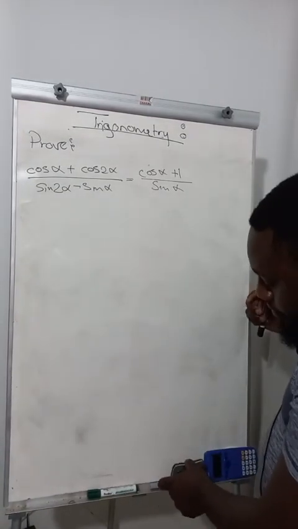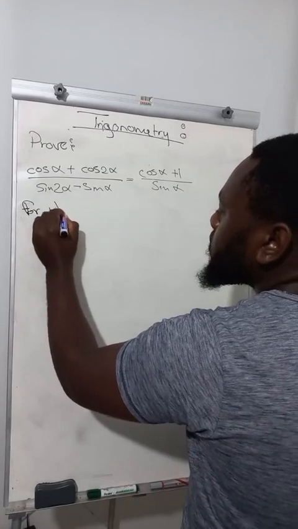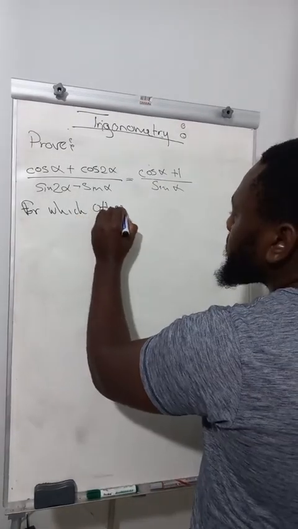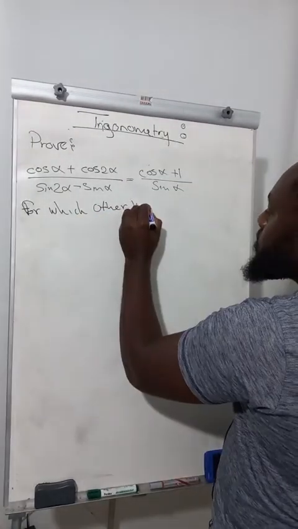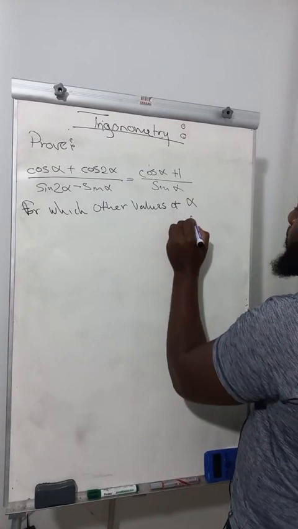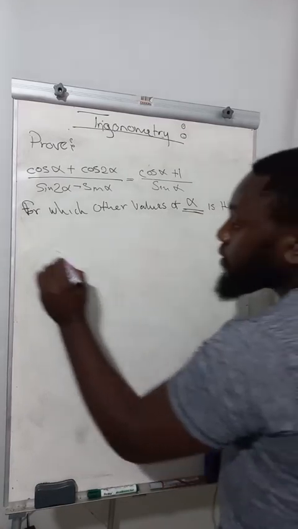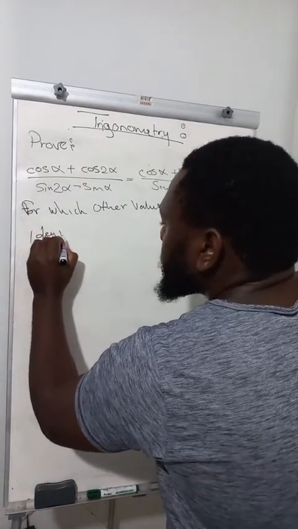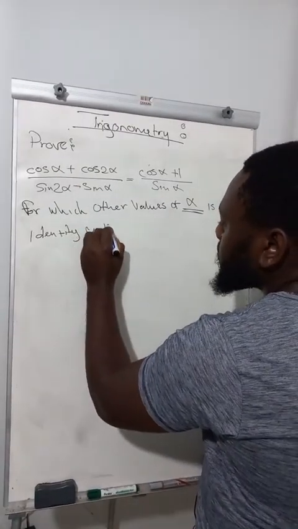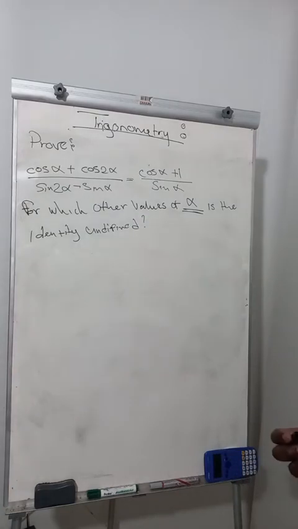They're saying now, I'll try to write this one. They're saying for which other values of alpha is the identity undefined. So now that's the question.